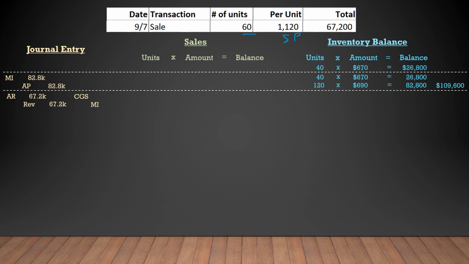We sold 60 units, and the first inventory purchased is the first considered to be sold. So we sold all 40 units from beginning inventory at $670 per unit. And the remaining 20 units came from the most recent layer at $690 per unit. Sum these two products together and we get our cost of goods sold for the entry, $40,600.